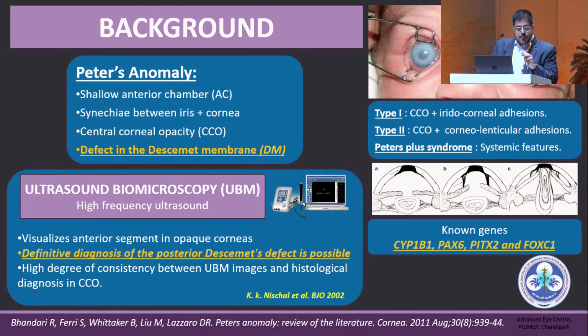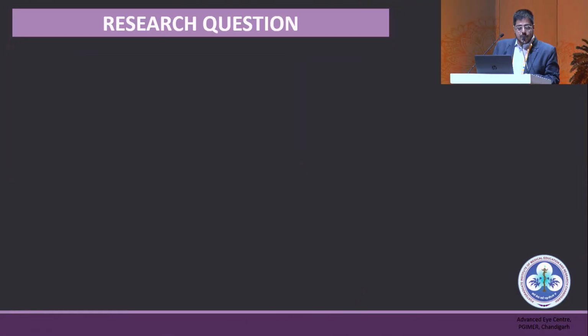UBM is a high frequency ultrasound which visualizes the anterior segment in opaque corneas, and a definitive diagnosis of a posterior Descemet defect is possible only by UBM. And studies have found a high degree of consistency between UBM images and histological diagnosis in congenital corneal opacities.